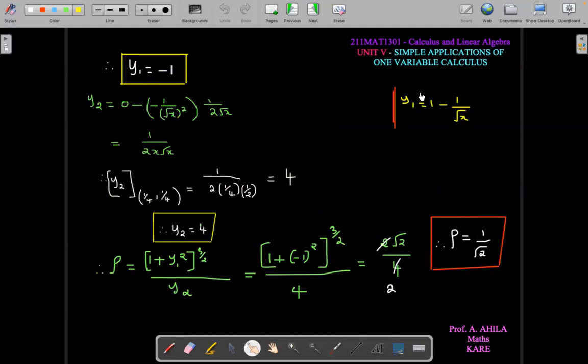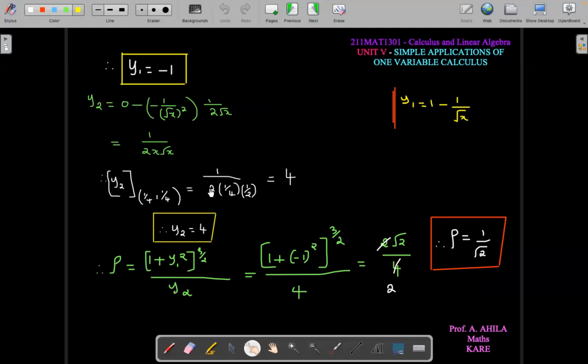Now y2. Remember, y1 is this one, 1 minus 1 by root x. So differentiating again with respect to x, the first term is 0. Apply the chain rule: minus 1 by x differentiation is minus 1 by x square. So minus 1 by root x the whole square into, then differentiation of root x is 1 by 2 root x. Therefore, minus into minus, that is plus 1 by x root x the whole square is x. Here 2 and this root x.